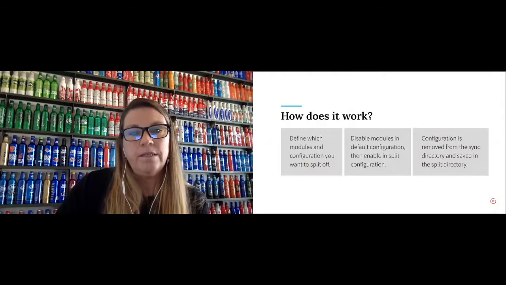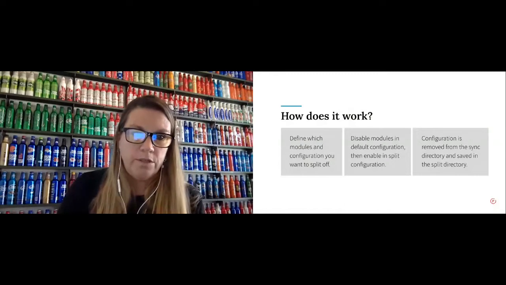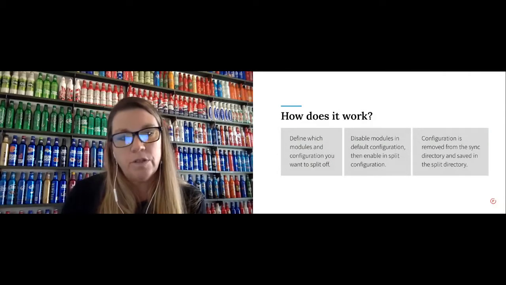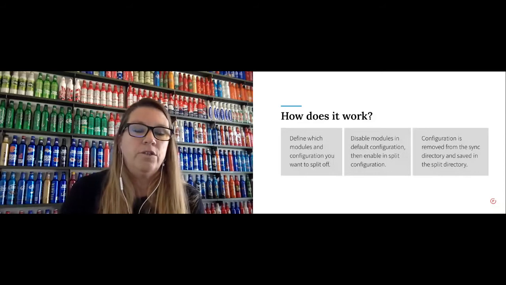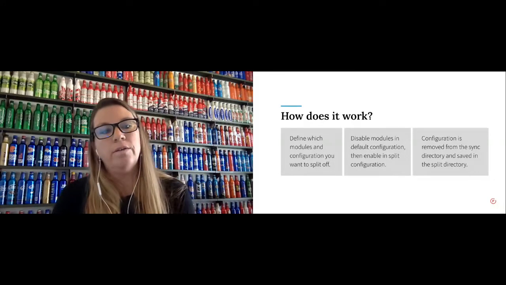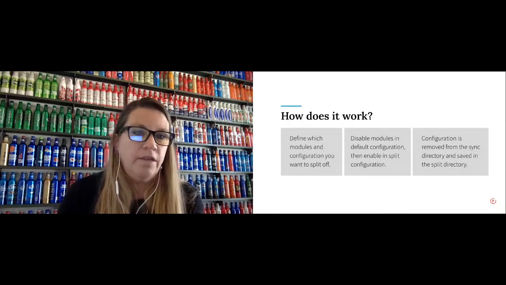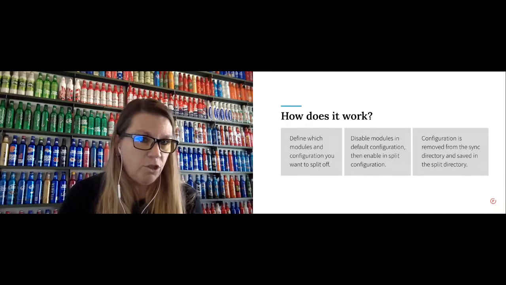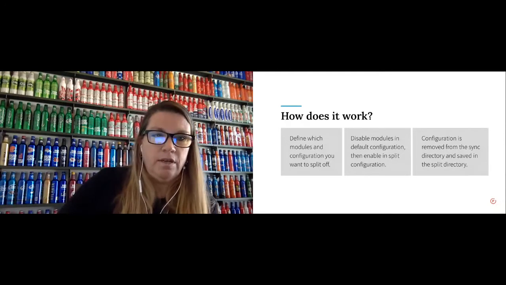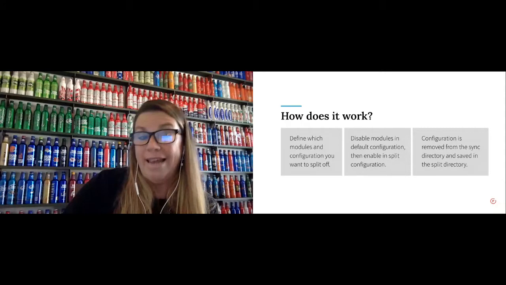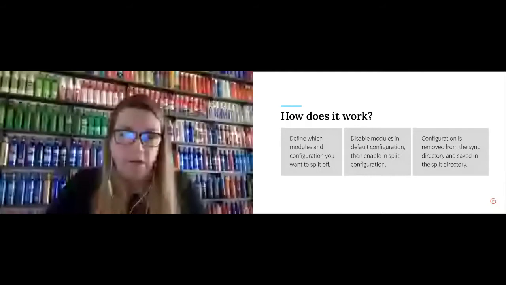So how does config split work? Basically, you want to determine and define what modules and configurations you want to split off. Determine what you want in production and what you want in your non-production or different environments. Then you disable the modules in the default configuration and enable them in the split, and the configuration that moves, apart from the main configuration, is stored in your split directory.